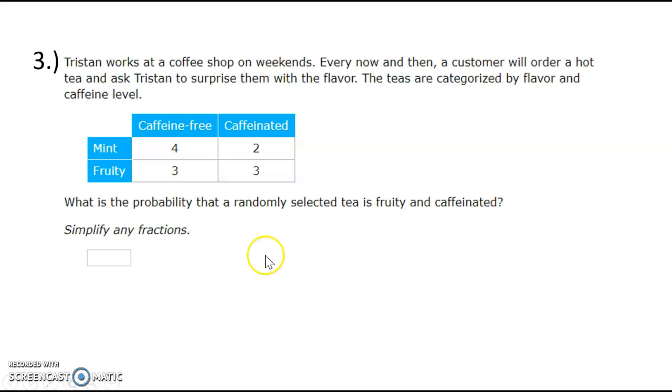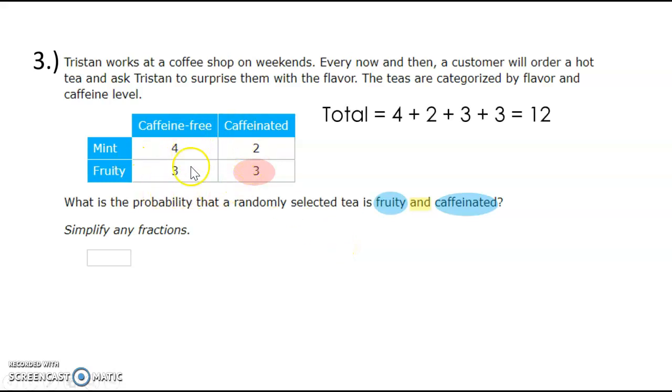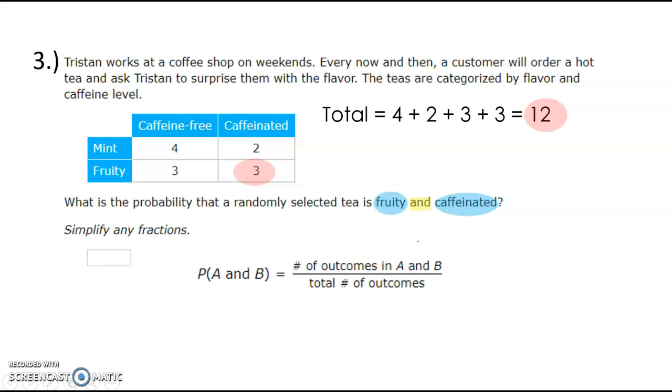Number 3. What is the probability that a randomly selected tea is fruity and caffeinated? I'm going to begin this problem by highlighting my keywords, which are fruity and caffeinated, and find the related number in my two-way table, which is 3. Then I'm going to add all the numbers in my two-way table, which gives me my total of 12. 4 plus 2 plus 3 plus 3 is 12. Therefore, the probability of this event A and B occurring equals 3 out of 12, which reduces down to 1/4.